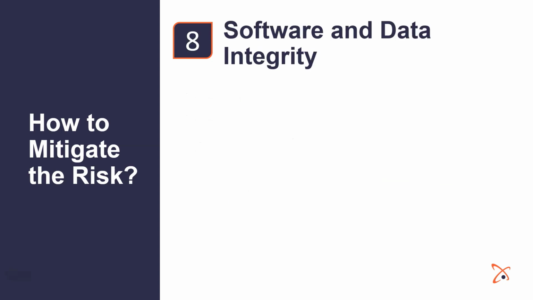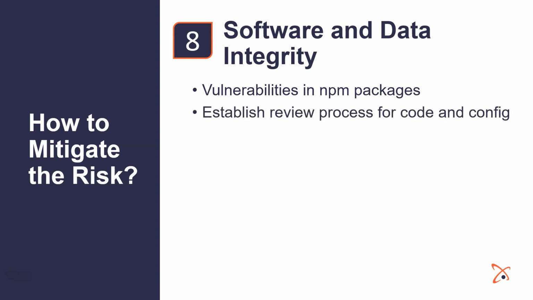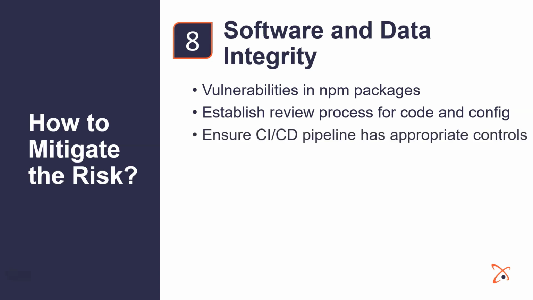Item 8 is software and data integrity. These failures relate to code and infrastructure that does not protect against integrity violations. An example of this is where an application relies on plugins, libraries, or modules from untrusted sources, repositories, and content delivery networks. Make sure to check for vulnerabilities in npm packages and similar. Establish a review process for code and configuration. And ensure your CI/CD processes have appropriate controls as well.